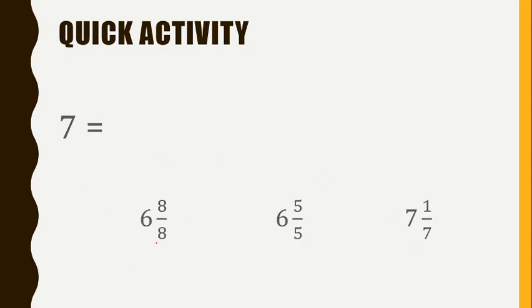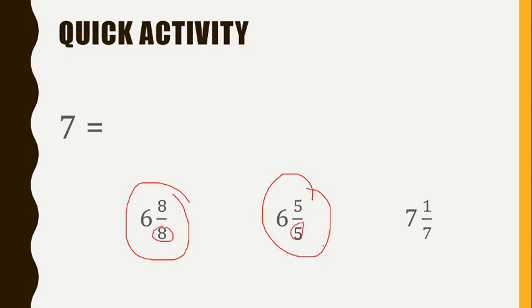Which one is the same as 7? This one. 6 add over add. Another one. 6 5/5. Okay, 8/8 is equal to 1. 5/5 is also equal to 1. So it depends on which denominator you are going to use. Which denominator is involved in the question that you answered, right?